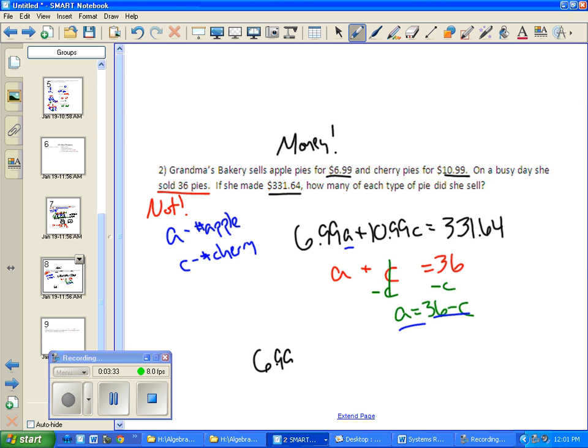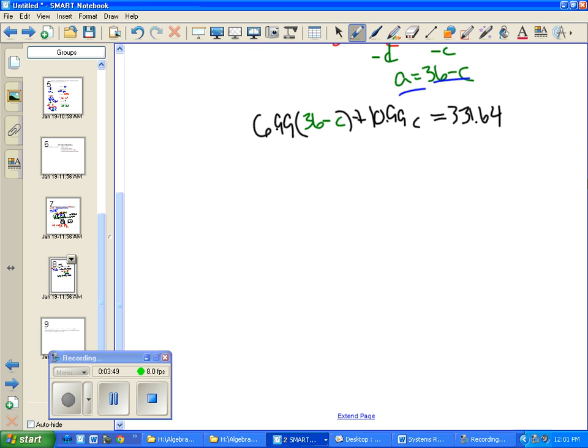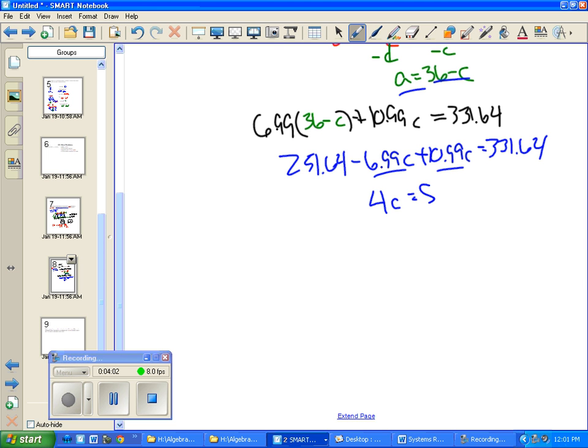6.99 times 36 minus C plus 10.99C equals 331.64. When you distribute, you get 251.64 minus 6.99C plus 10.99C equals 331.64. Combine some like terms. 10.99 minus 6.99 is 4. That's good, no more decimals. When you subtract 251.64 on both sides, you get 80. Awesome, no more decimals. 4C equals 80. That means that C is 20, which makes sense.